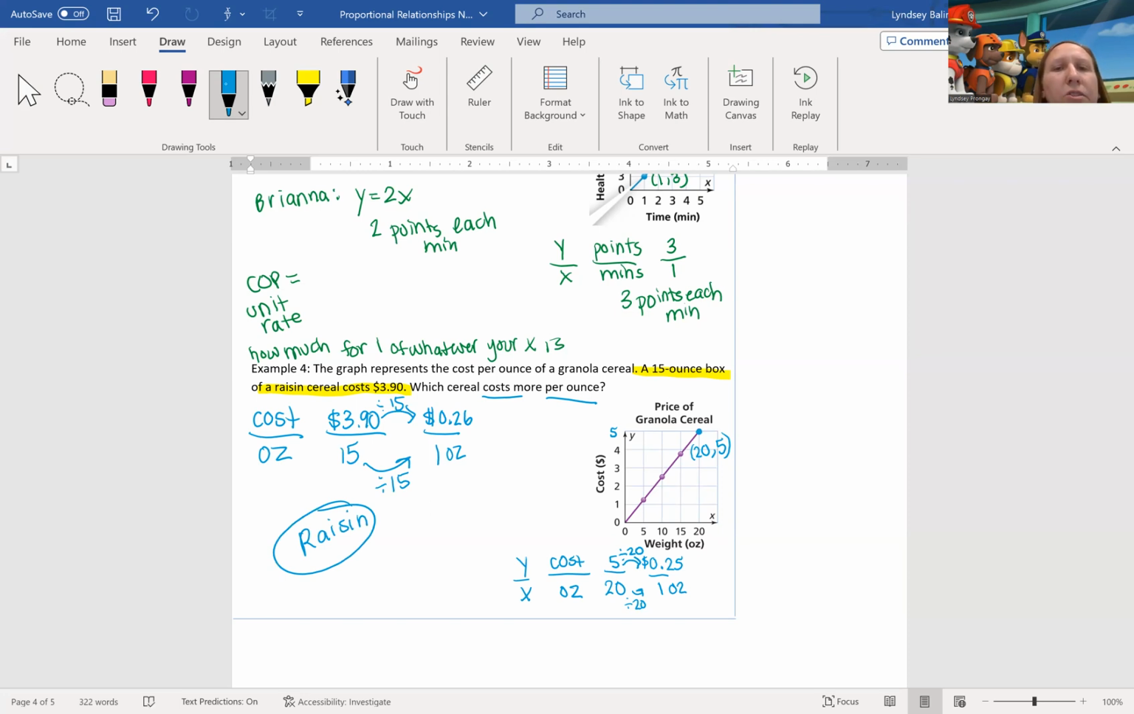Okay, so when you're trying to compare these, essentially you're finding that constant of proportionality, whether it's in the equation and it's just that number, or if we have to set up those ratios of y over x, or if it's a scenario where we kind of just look to see what are the two pieces we're comparing, let's set it up that way. And then you find that unit rate, you find that constant of proportionality, and compare.